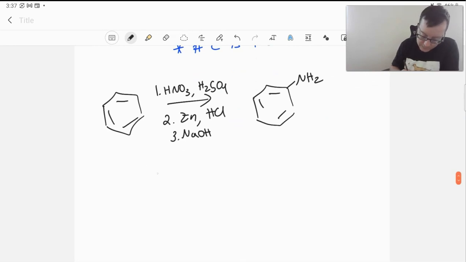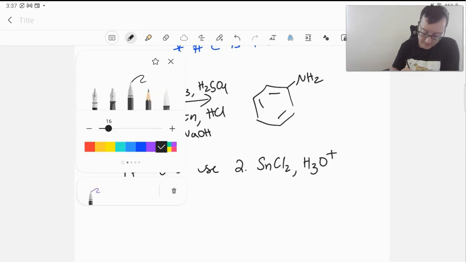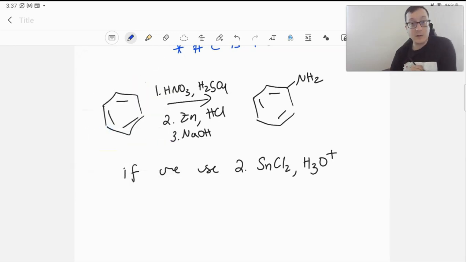If we use, instead of zinc in HCl or iron in HCl, if we replace that second step with tin(II) chloride and acid, we'll be able to selectively reduce the nitro group in the presence of a carbonyl. So that was one thing we ran into earlier. So this will prevent that.